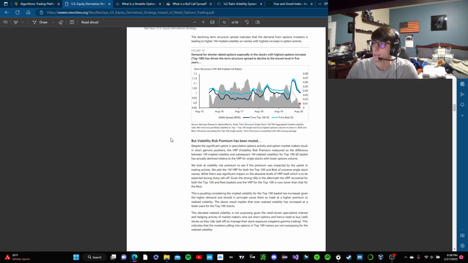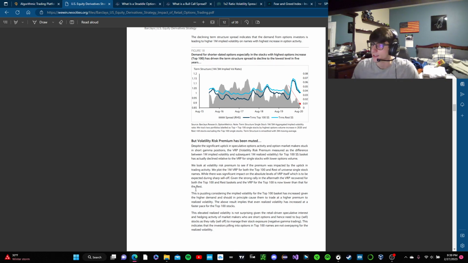While there was a significant impact on the absolute levels of VRP itself during the sharp sell-off, given the strong rally in the aftermath, the VRP recovered for both the top 100 and rest baskets. Then the VRP for the top 100 is now lower than that of the rest.